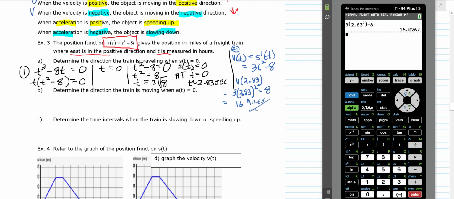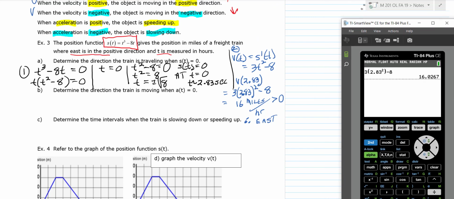So since it's positive, therefore we would say that we're going to the east in this problem, because that's what the problem is saying, basically: east is the positive direction. So that's the conclusion. That's how we would figure that out. I'm looking at a positive time, because time equals 0 would just be at the very beginning. So that's what I'm doing.